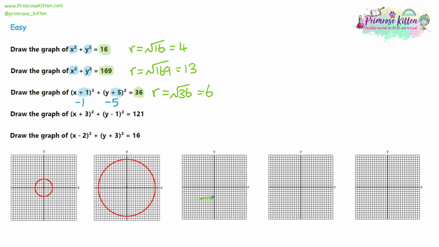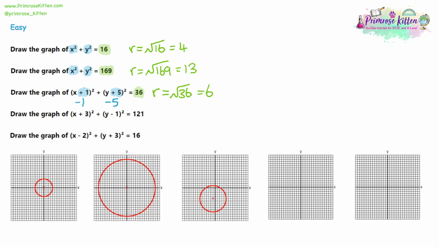Put the metal pointy bit of the compass on the blue dot for the centre. Put the pencil at the end of the green line and draw your circle. And now we can see the full circle with the centre at -1, -5. And then from the centre to any edge, it should be a 6 square length.